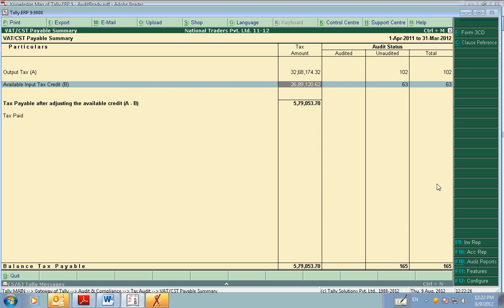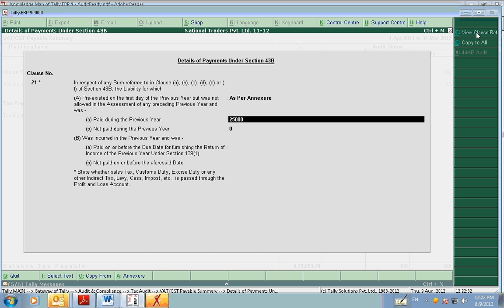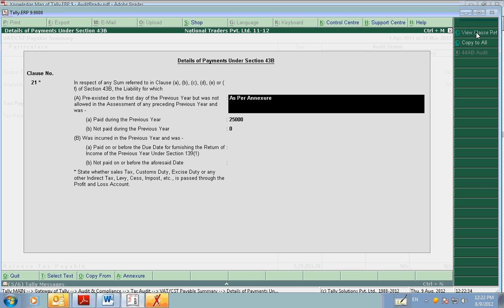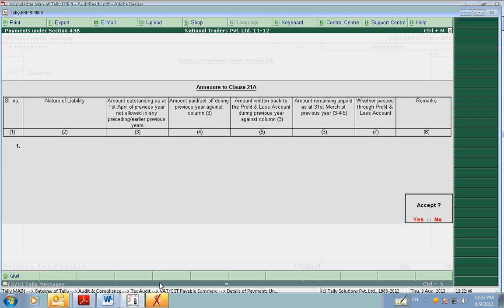So what is the clarity for this? Just get into this form 3CD, it gives. So paid during the previous year, the amounts can be entered. So for this, pre-exit on the first day of previous year button was not allowed in the assessment year. So what is the proof for that? You have it as per the annexures. If you just click here, the entire information about that can be given over here. So this acts as a supporting document.